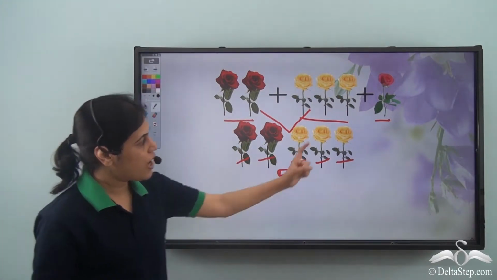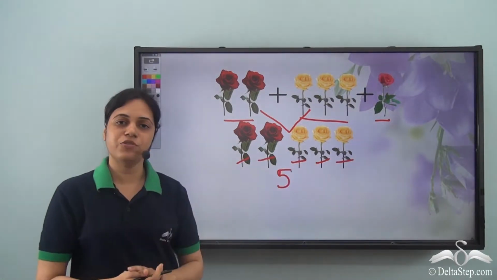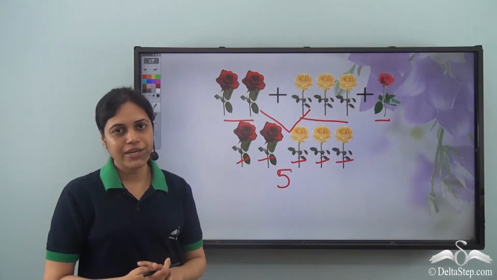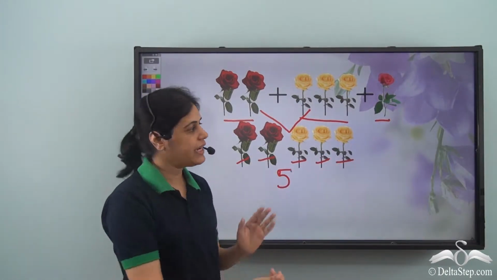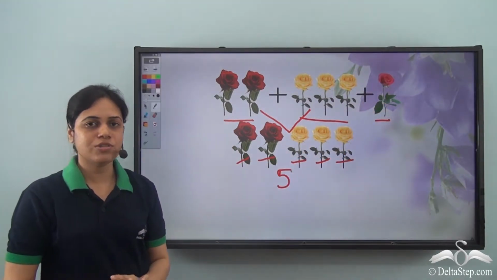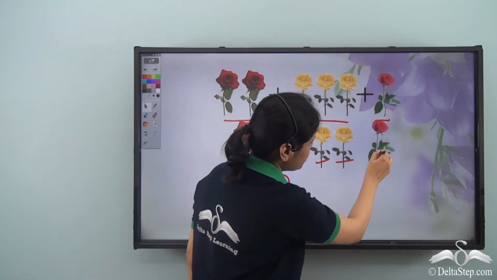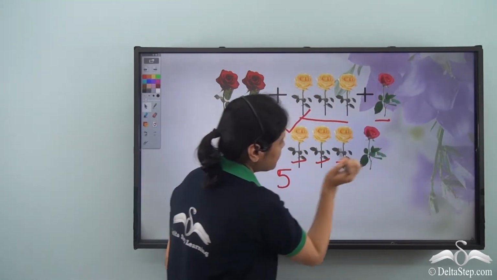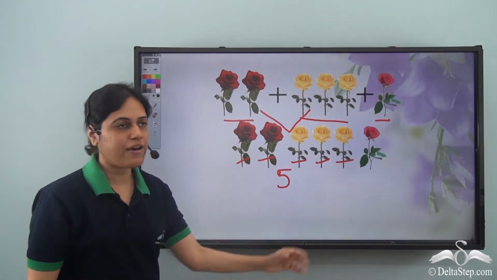And now I need to add this pink rose to these 5 roses. How can I do that? Again, I can put together or combine these 5 roses along with this pink rose. So now let me bring this pink rose here. So now how many roses do I have?